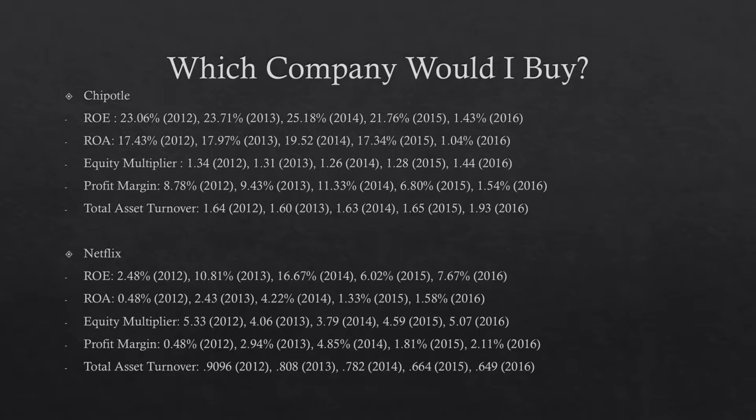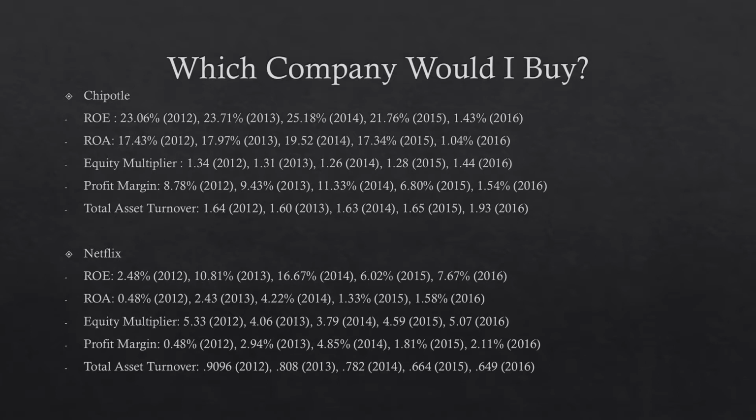ROA, return on assets, is an indicator of how profitable a company is relative to its total assets. ROA gives an idea of how efficient management is at using its assets to generate earnings. It is sometimes referred to as return on investment. The higher the ROA ratio, the better, because the company is earning more money on less investment.